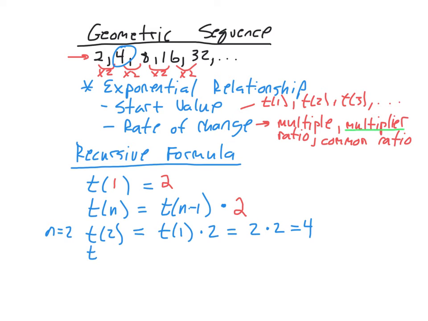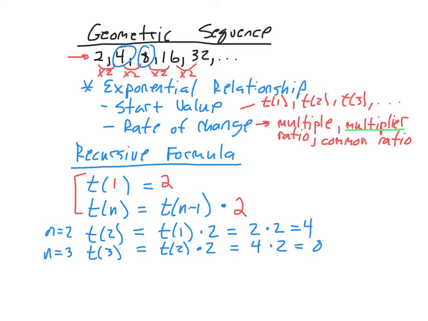Formula's working so far. Let's do one more. T of 3. n is now equal to 3. T of n minus 1, well that's T of 3 minus 1 or T of 2. But T of 2 we have, that's 4 times 2 equals 8. And in fact, that is the third term, and thus it keeps going. Generates the sequence. Recursive formula, that's all it's for. All you need are 2 parts. The first part is your start value. The second part uses your rate of change.